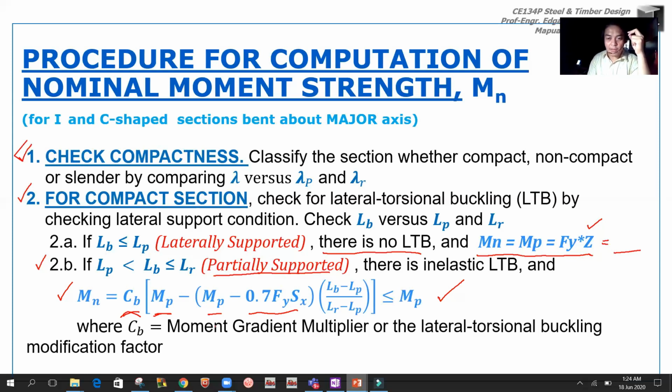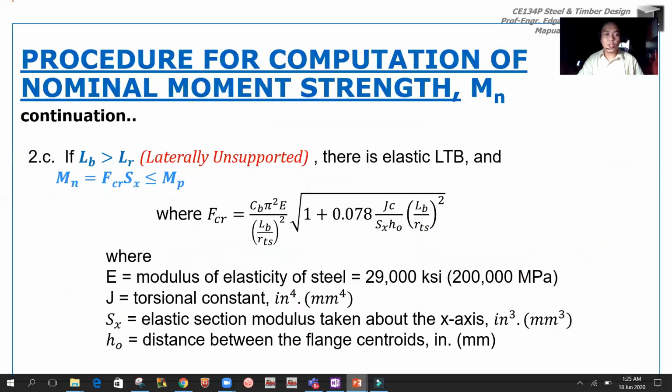Then that Mn calculated should be less than or equal to the limit, and the limit natin would be the Mp. I hope you still remember how to identify and solve those variables that are involved in the given equation. So yan yung magiging Mn natin kapag partially supported. Again, yung CB is the moment gradient multiplier or the lateral torsional buckling modification factor. Okay, so next case. Paano naman yung case 2.c?